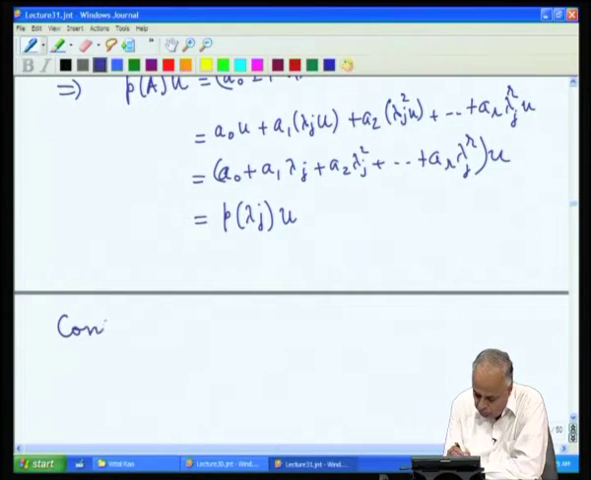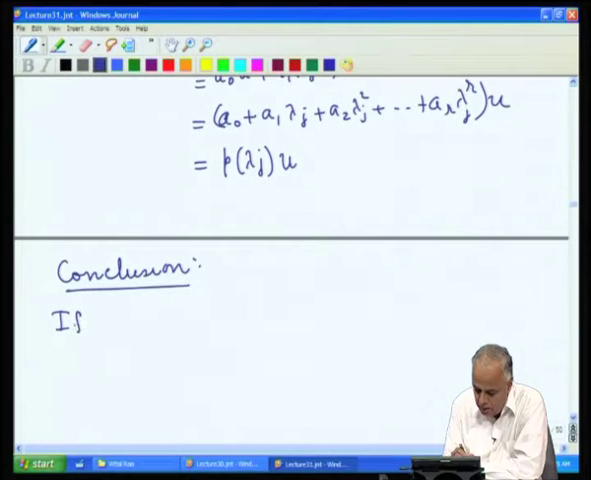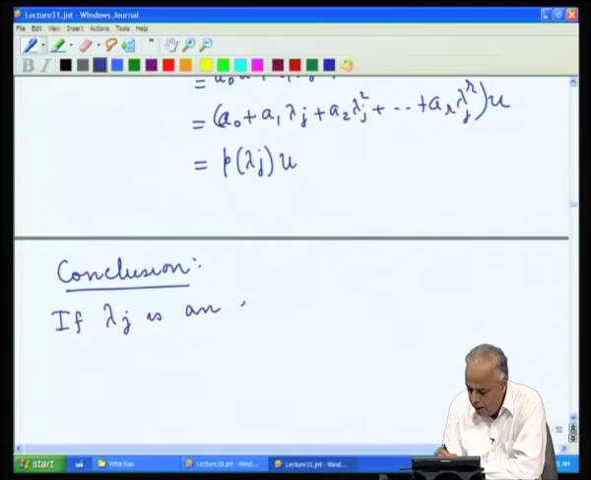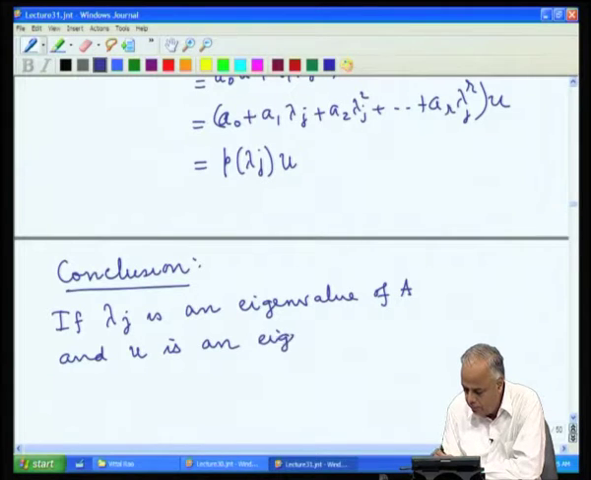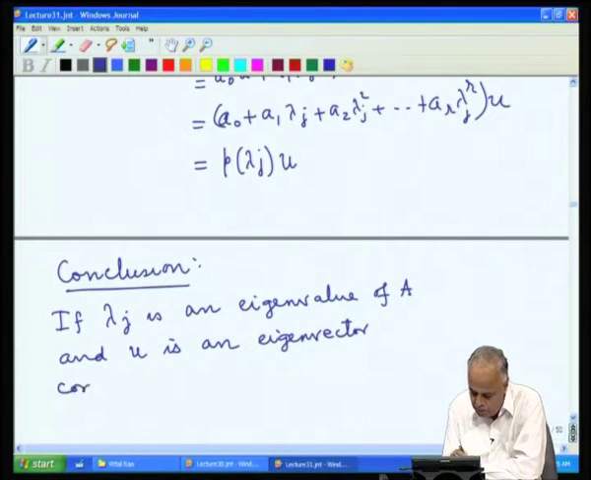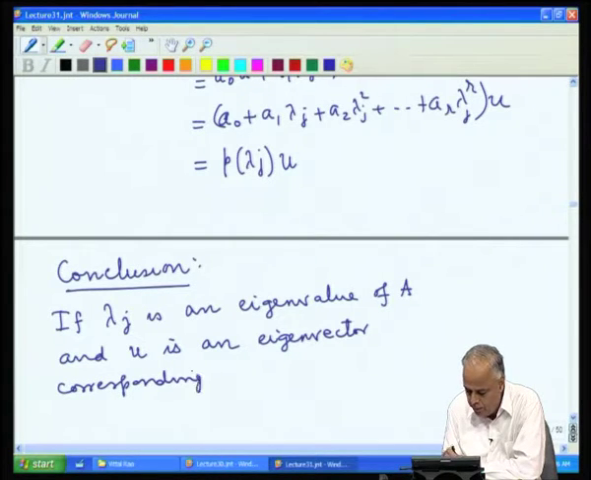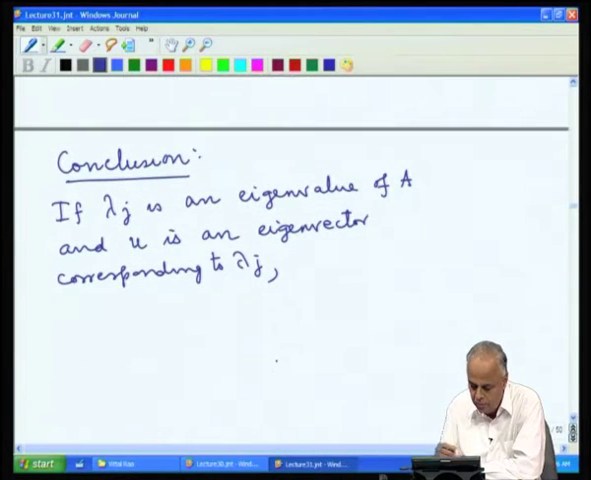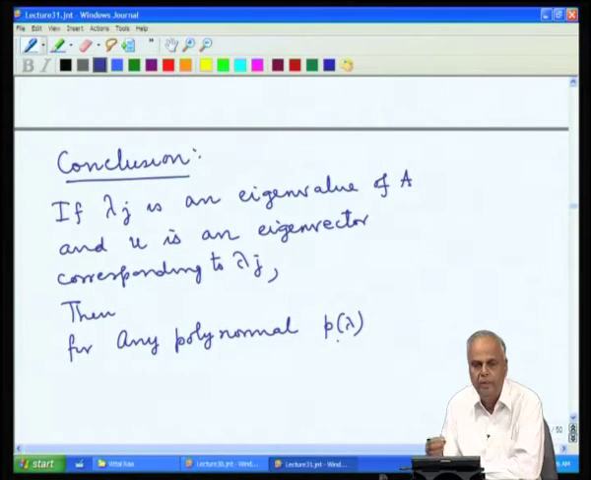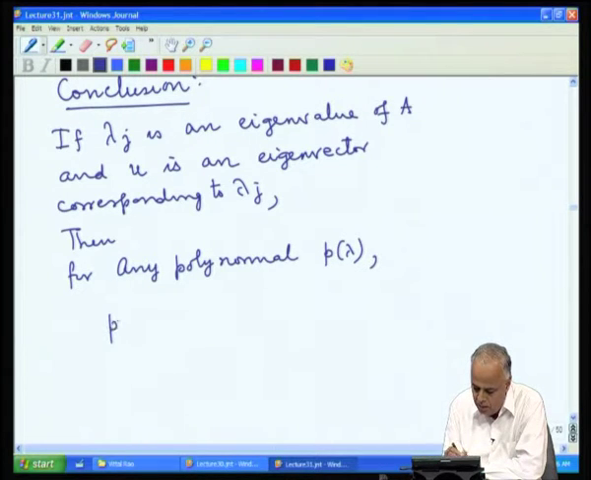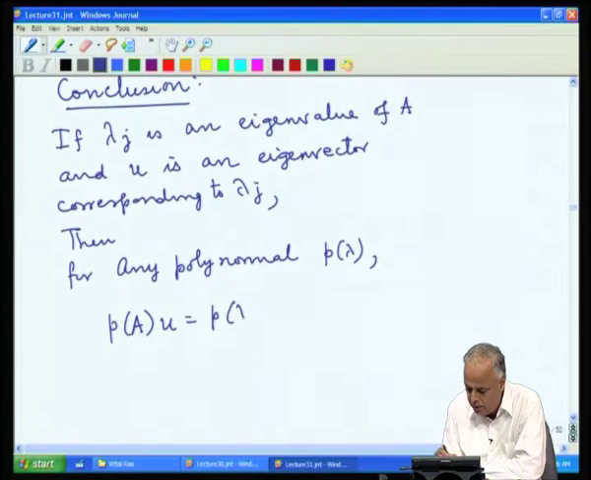So, what is our conclusion? The conclusion is that if λⱼ is an eigenvalue of A and u is an eigenvector corresponding to the eigenvalue λⱼ, then for any polynomial P(λ), we are assuming everything over complex, P(A)u is equal to P(λⱼ)u.